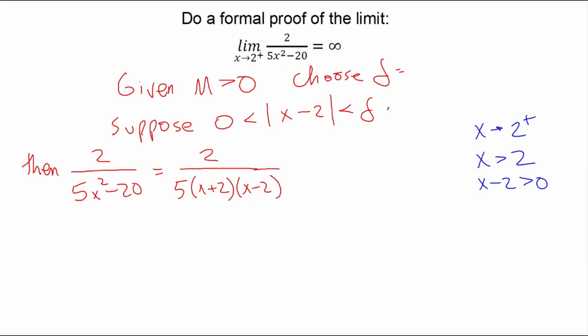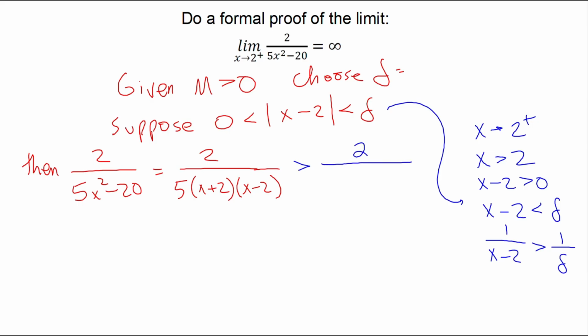And if x minus 2 is greater than 0, then we can clear that absolute value off and get that x minus 2 is less than delta. And if x minus 2 is less than delta, then 1 over x minus 2 is greater than 1 over delta, just by flipping the inequality sign when we take the reciprocal. And we should end up then with this is greater than 2 over 5 times x plus 2 times delta.